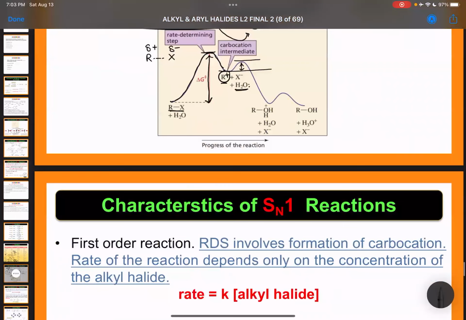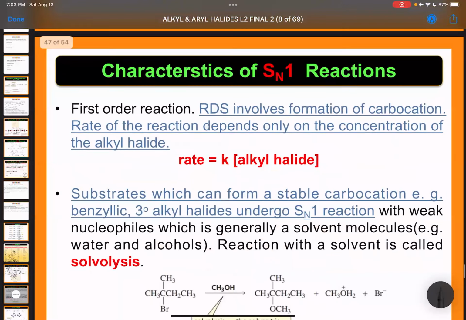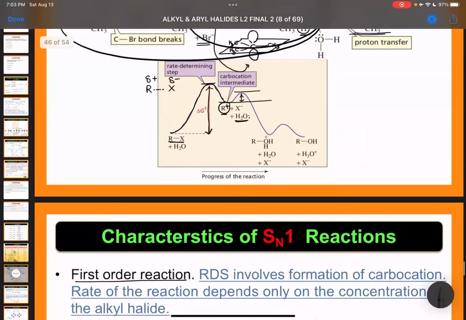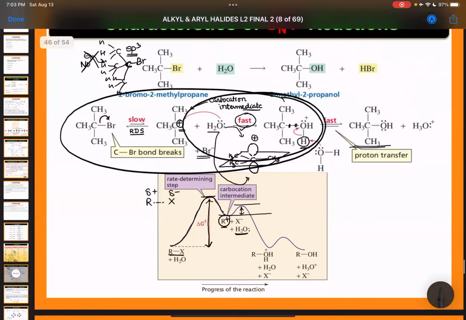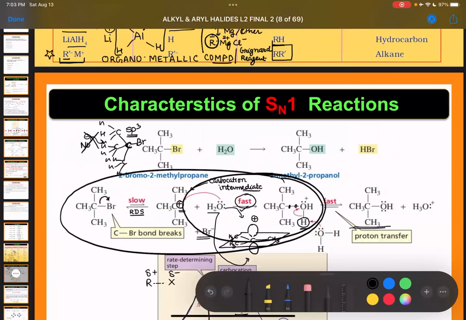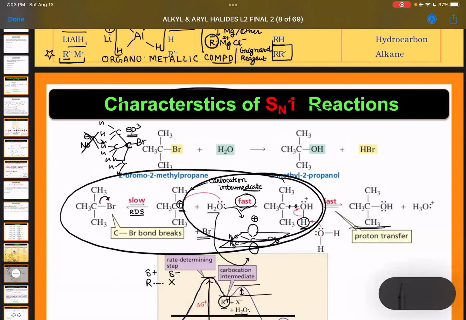So it is a first order reaction. Why is it first order, or why is it unimolecular? First of all, tell me SN1. SN1 means substitution nucleophilic unimolecular. Why is it unimolecular? There are two species already involved in the reaction, but why is it called unimolecular?